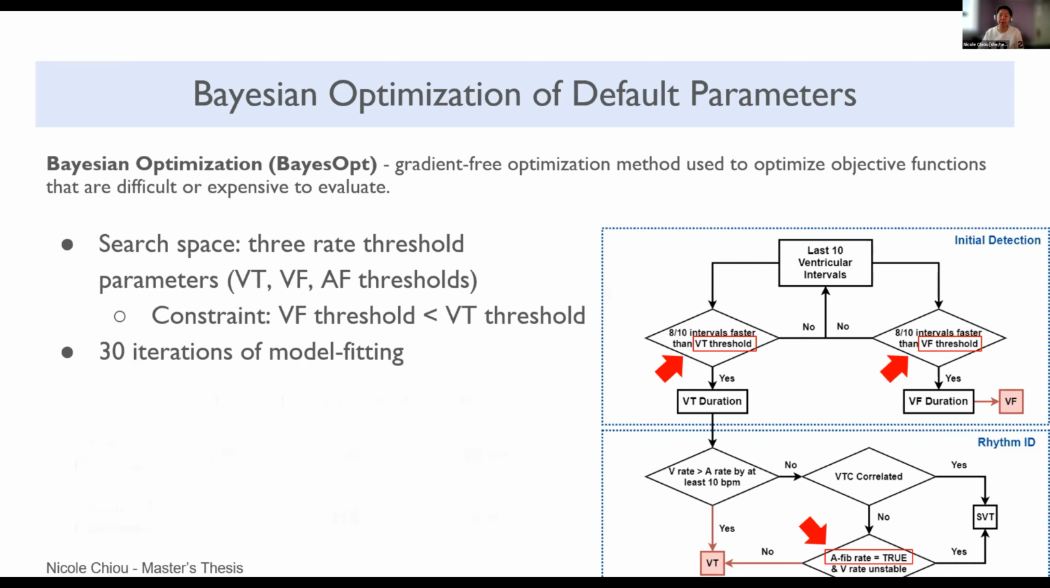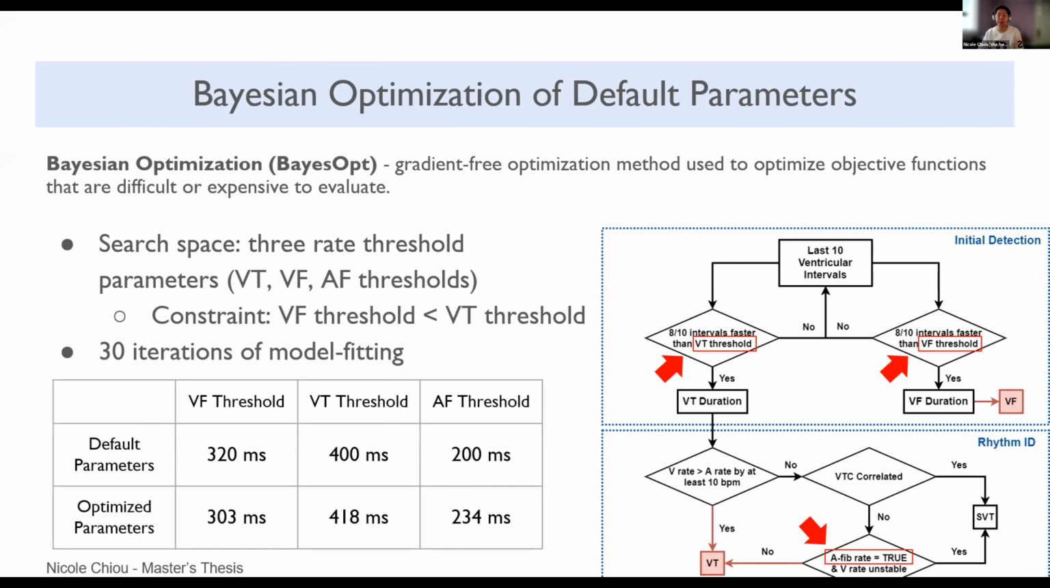The optimized parameters show that the VT threshold became more flexible, allowing the optimized algorithm to maximize the recall performance by permitting slower ventricular rate episodes to trigger the start of a VT duration. This allowed these slow VT episodes to be evaluated by the rest of the decision-making pipeline for the application of therapy, whereas with the default parameters, they would have been ignored by the algorithm.